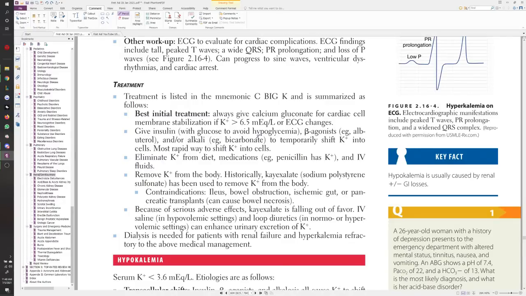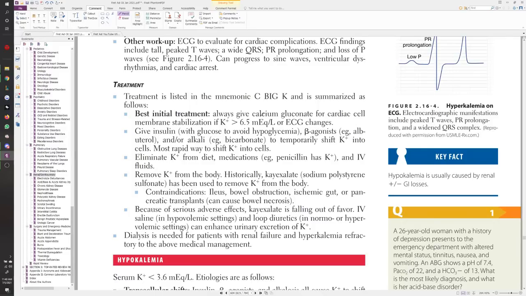You have to. The point of giving insulin in this person is not for their sugar, it's to cause a potassium shift into cells. Right now their potassium is outside, it's in the serum. You want to move all the potassium inside the cell. Insulin will do that, but you give sugar with it so that they don't become hypoglycemic.